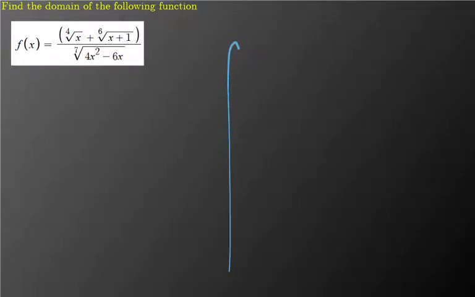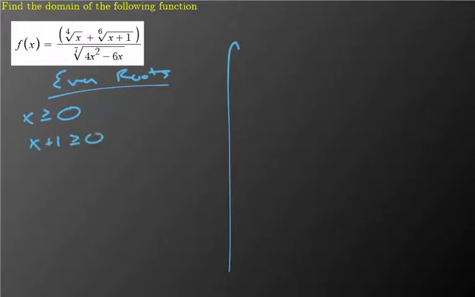So I'm just gonna kind of split the page. We'll do even roots right here. So for the fourth root, right, you just take the inside, set it greater than or equal to 0, you literally just get that part, right? Then for the sixth root, you would have x plus 1, set it greater than or equal to 0, and get x needs to be greater than or equal to -1, right?